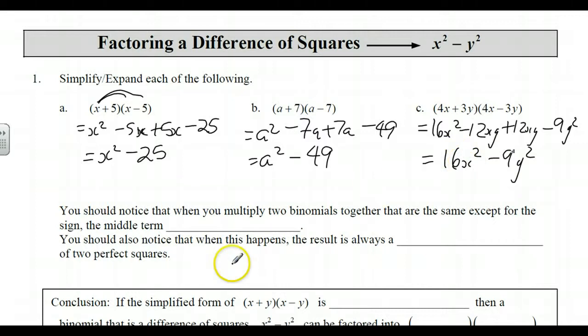Now, you should notice that when you multiply two binomials together that are the same, except for the sign, the middle term disappears. So outer and inner cancel, is gone. You should also notice that when this happens, the result is two perfect squares, things that have square roots. And all of these are perfect squares.